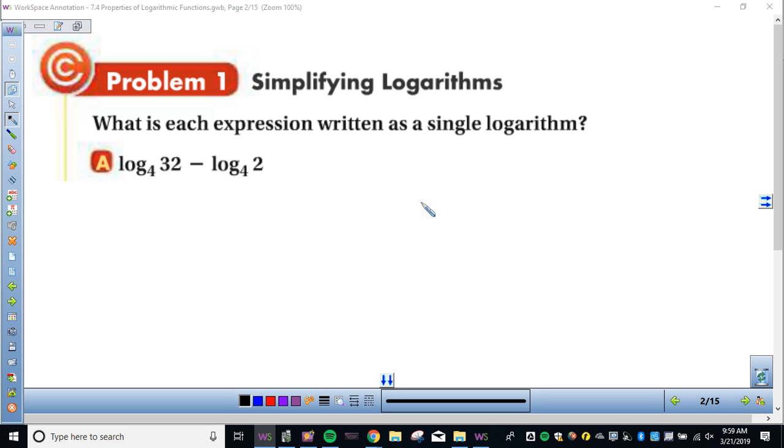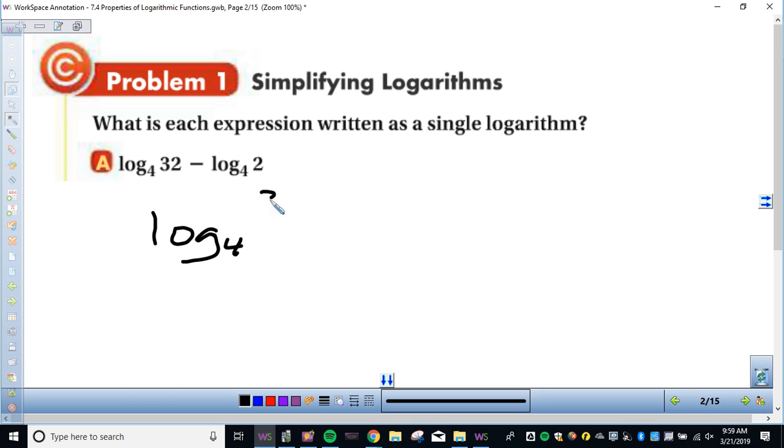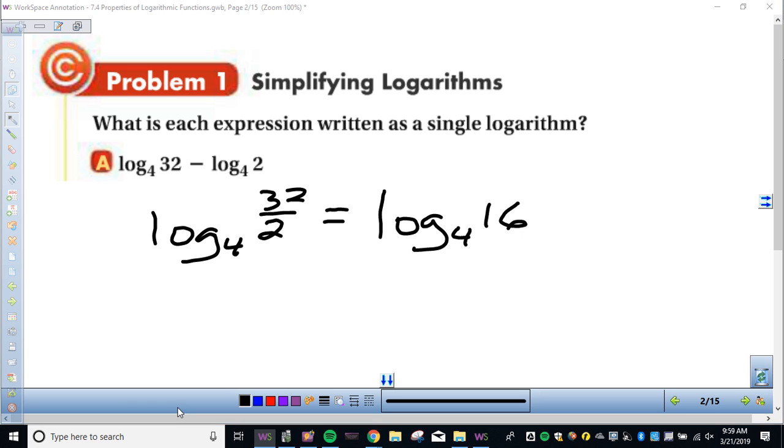So when it's subtraction, what do you have to do? You just wrote the properties down in your notes. Divide. Thank you. So we have log base 4 of 32 over 2. Okay, 32 divided by 2 is 16. So log base 4 of 16. So if you can divide or reduce a fraction, always divide or reduce.